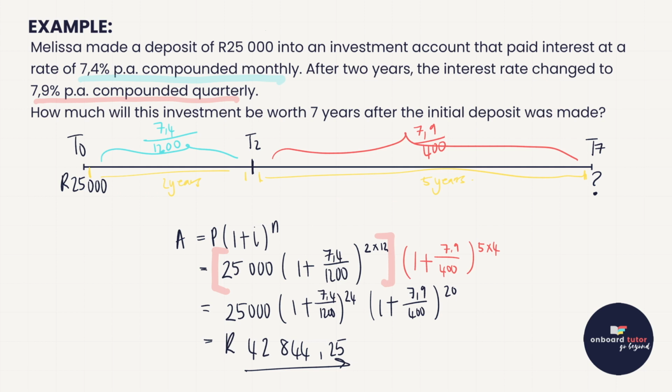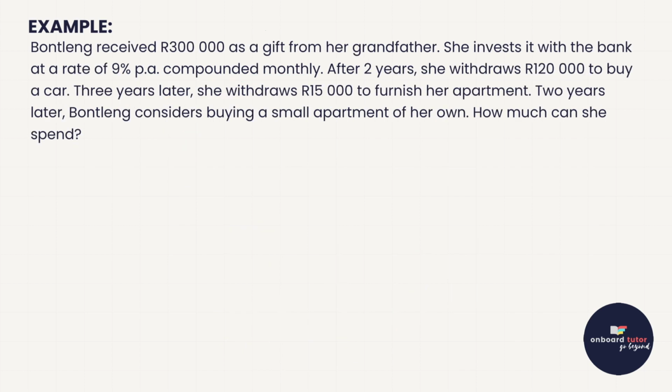Let's see what happens when we start to add or subtract money along the journey. Bontling received 300,000 Rand as a gift from her grandfather.